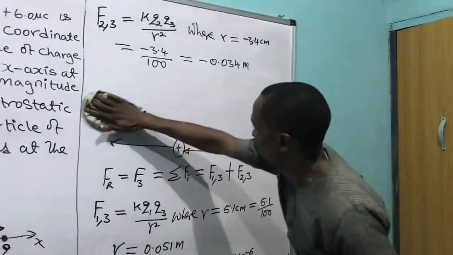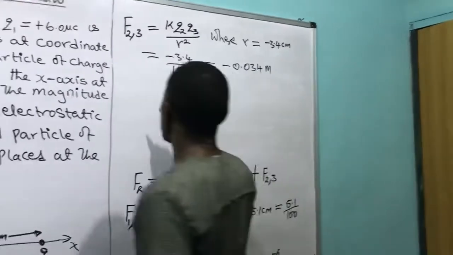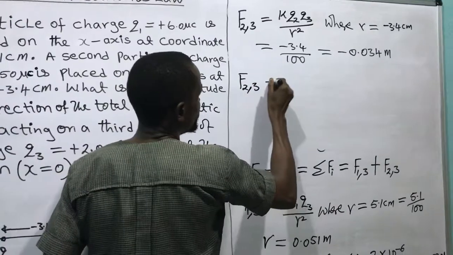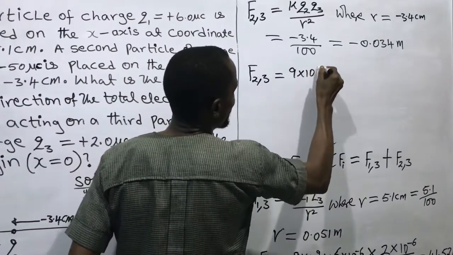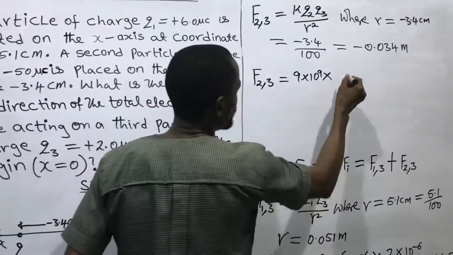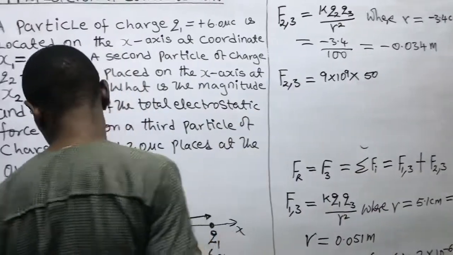Let me substitute my value. Substituting my value here, I will have F2 on 3 equals what? 9 times 10 raised to power 9 times what's Q2? Q2 is minus 50. Will I write that minus 50?